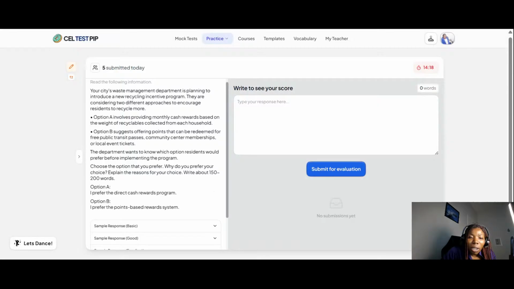So for B, if I choose option B, gym membership, of course, local event. So what came to my mind when I look at this gym membership, like this option B can be reduced. The reason they said they are considering these approaches is to encourage residents to participate more. The bank wants to know which they would prefer before implementing the program. So I strongly recommend, okay, for bus pass and an event.